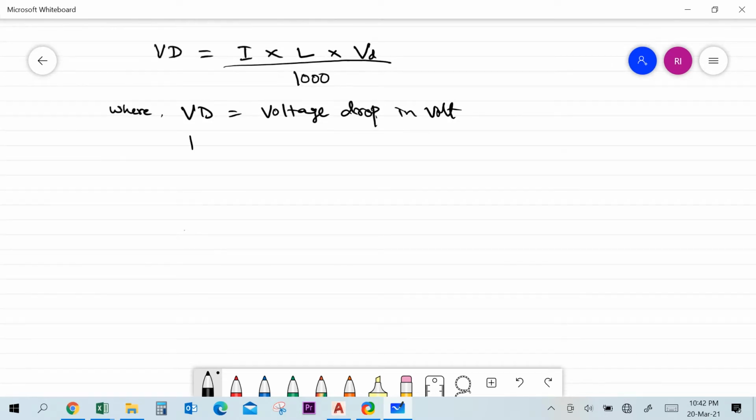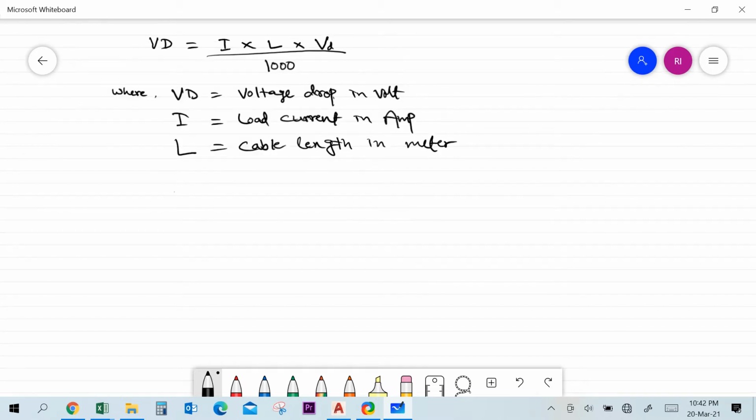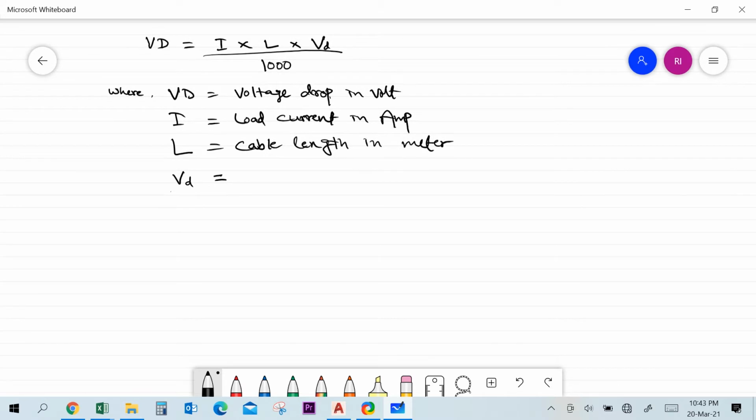I equals load current in ampere. Now we move to L. L is the length in meter, cable length in meter, and this VD is the voltage drop per ampere per meter as per cable.